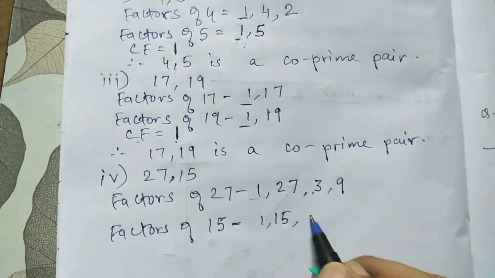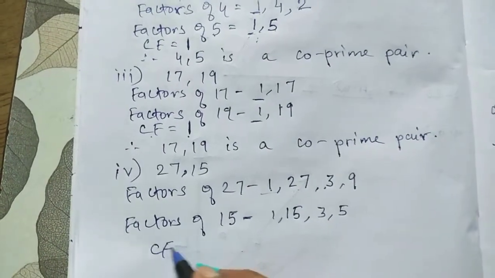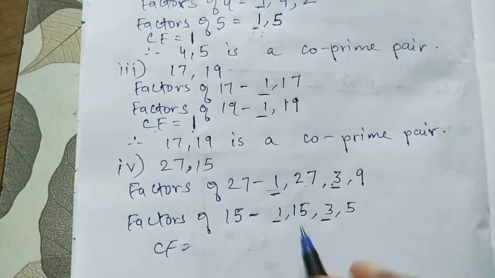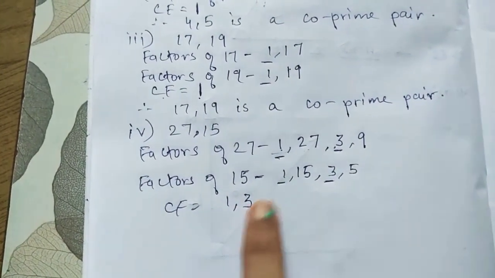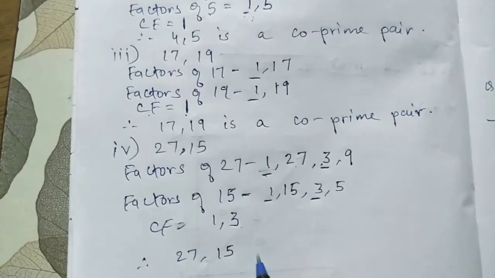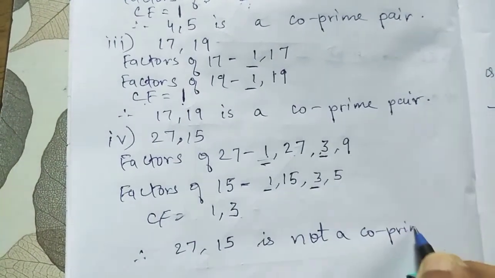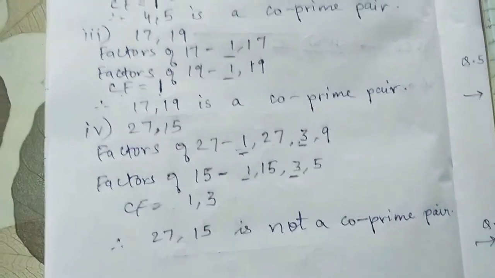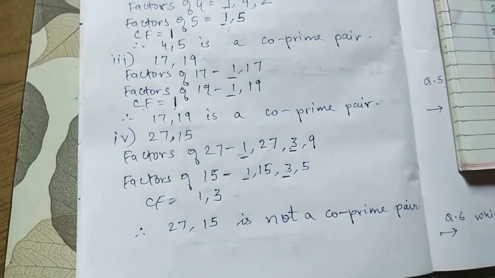15, 1 fifteen and 3 fives. Only these many factors of 15. Let us see the common factor. The common factor here is 1 and 3. I am writing here 1 and 3. Now apart from 1, there is one more number which is a common factor. So therefore 27 and 15 is not a coprime pair. Okay, I hope this part is clear. Let's move on to question number 3.